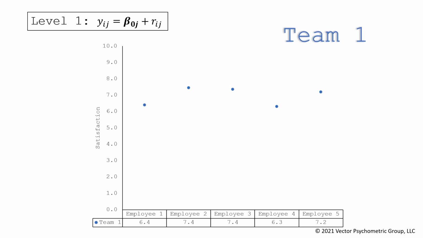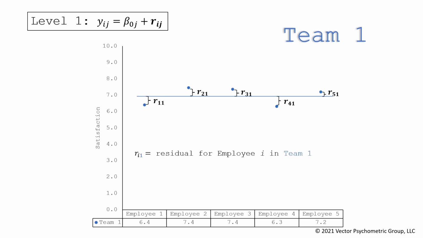At this point, you're probably dying to know more about the team-specific job satisfaction mean, or beta 0J. Voila! We add a horizontal line that shows the average job satisfaction score for team 1. Team 1's average score is about 7.